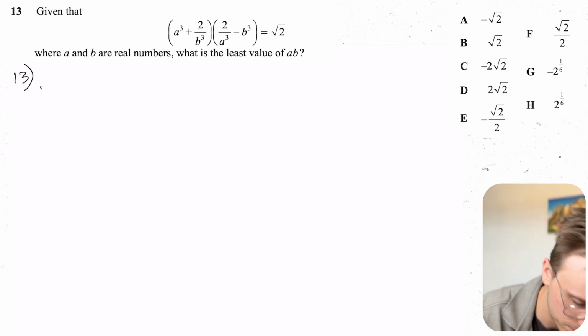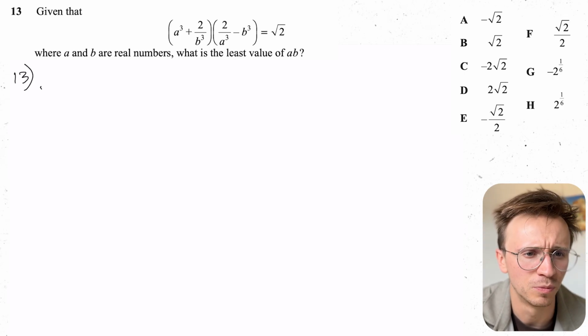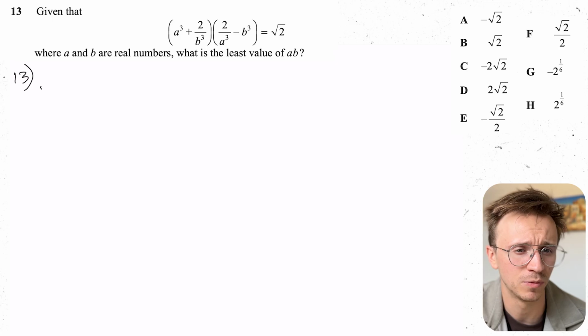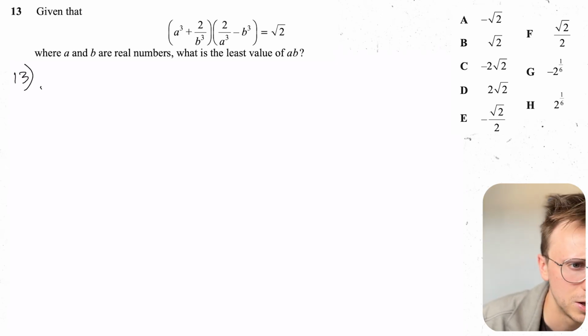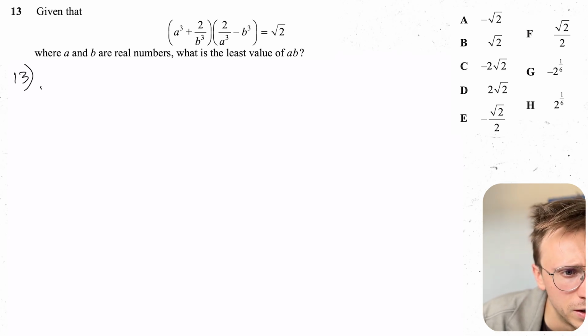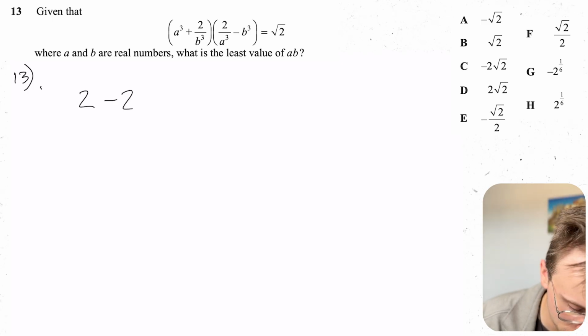13. Given that (a cubed plus 2 over b cubed)(2 over a cubed minus b cubed) is equal to the square root of 2, where a and b are real numbers, what's the least value of a, b? So a cubed, expanded, it should be expandable, so you've got 2 plus minus 2 from the other one.